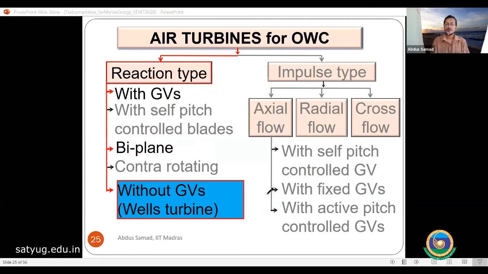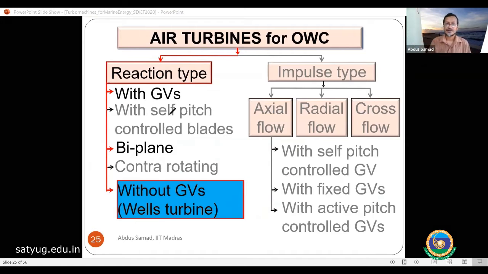I already told that OWC uses turbines, so we say air turbine. You have seen the oscillating water column system. Water is going up and down, but water is not running the turbine. Rather, air is running the turbine. So actually, the turbine is running in the air.